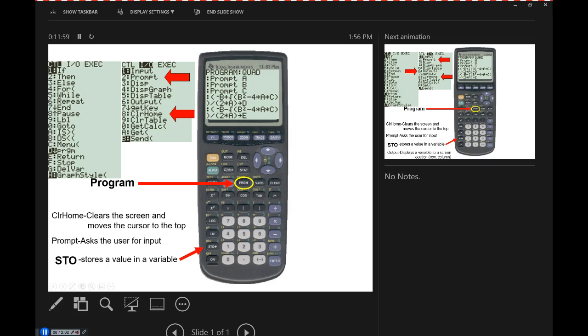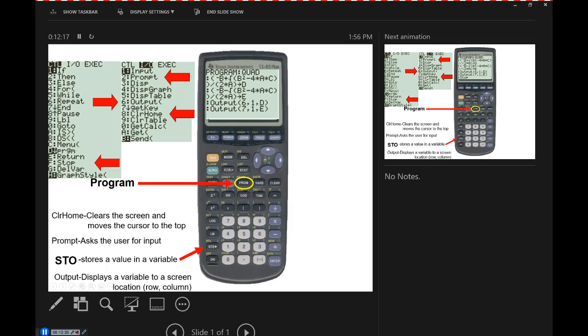All right, next step. After you've typed in this last line, make sure you press Enter to move to a new line. We're going to press the Program button again, move over to the IO command, select the Output command, and type in output 6, 1, D. It's above the 7.